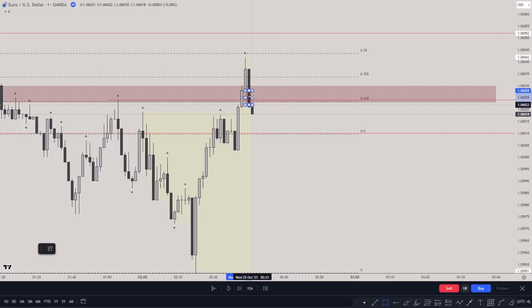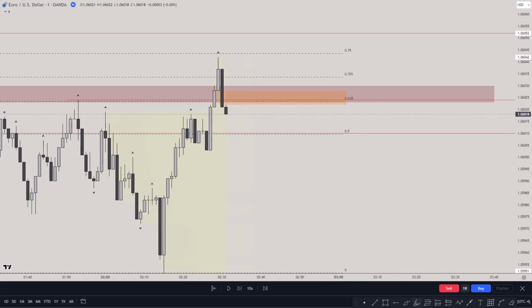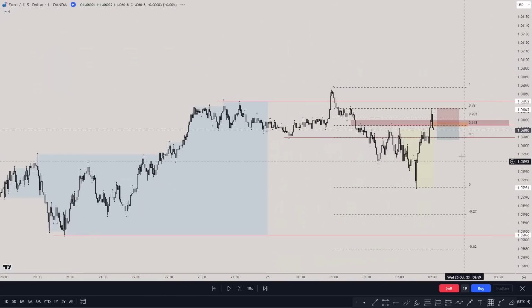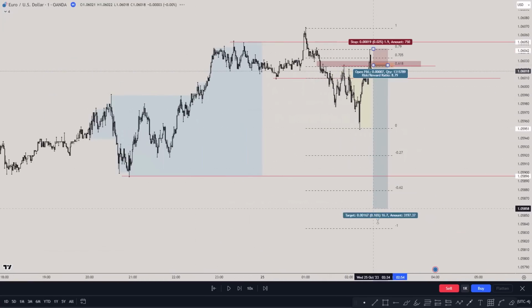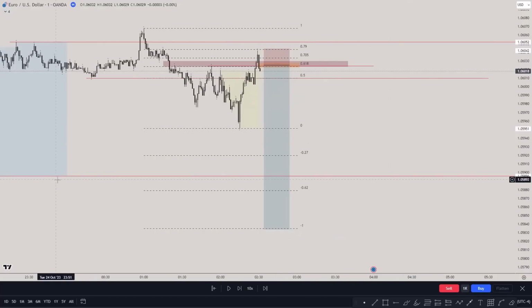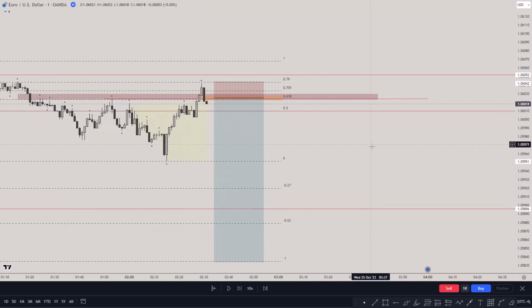So if I mark this and put it on another color, we can enter from somewhere in here. So 50% of this range, for example, and then a stop loss just above the high, slightly above the high, and we can target Asian low, and then we can extend it to the -1 of the OTE. So let's see. We're gonna keep an eye at the Asian low. If there is a big reversal, then we're gonna exit there actually. So let's see.